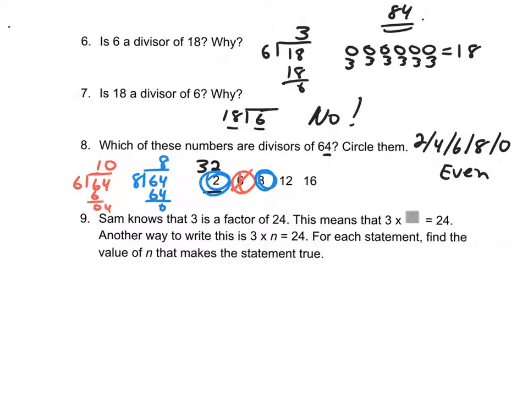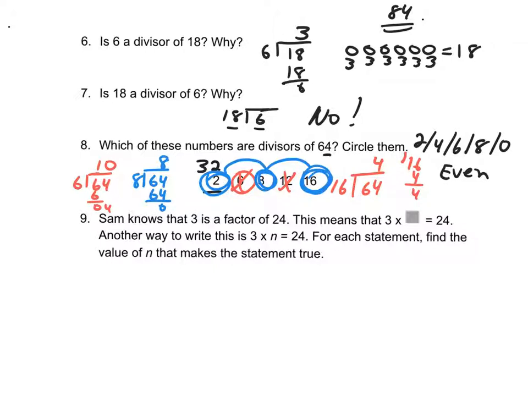Does 12 go in there? Let's skip count by 12. 12, 24, 36, 48, 60. No, does not go in there. And then 16, does it go into 64? Well, 64 divided by 16. Let's try it 4 times. 16 times 4. 6 times 4 is 24. 4 times 1 is 4 plus 2. Yes, it goes in there 4 times. So the big winners here, the ones that are divisors, are 2, 8, and 16. And notice that 2 goes into 8 and 8 goes into 16.